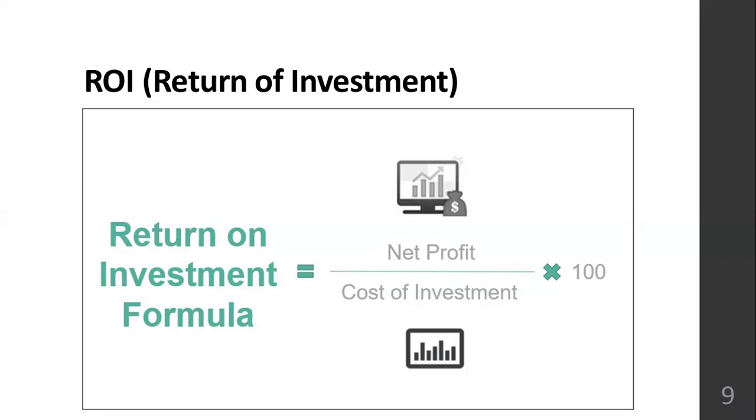Net profit is whatever revenue you have made, after the expenditures and all, you calculate, and whatever remains, that is your net profit. So that is the numerator. Cost of investment is the denominator, multiplied by 100.